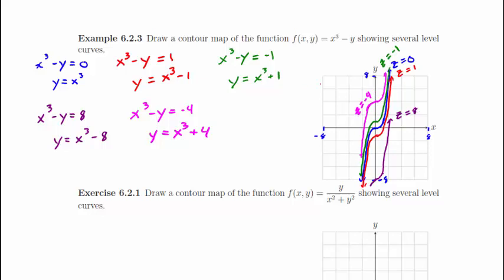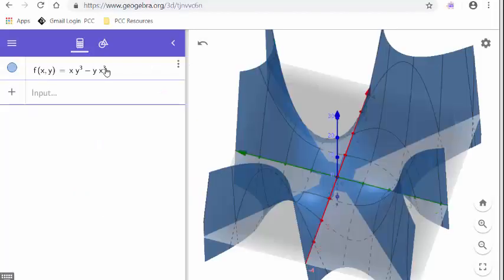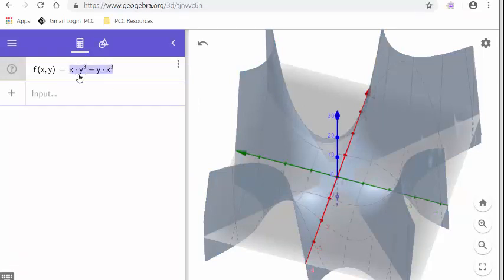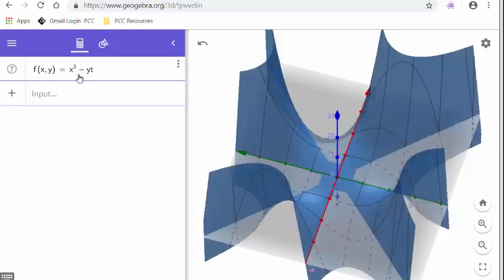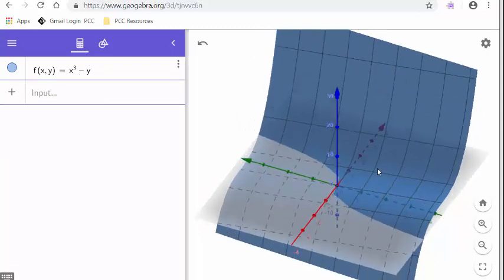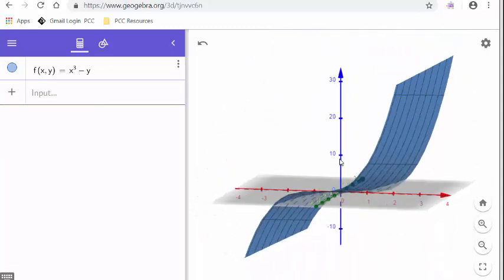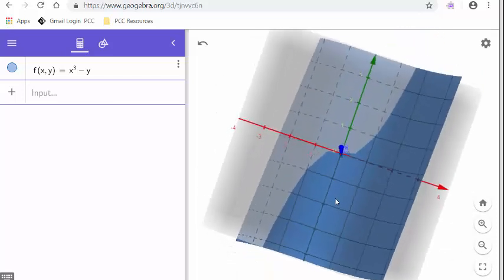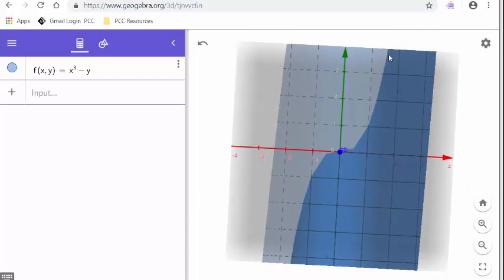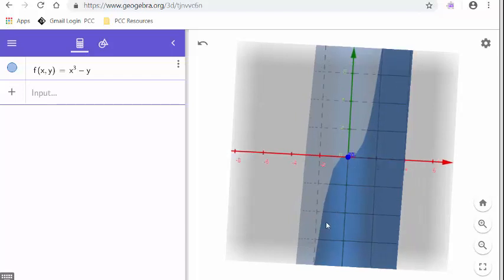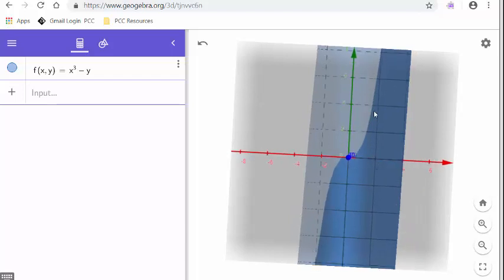I don't have this in the lecture notes, but there's no harm in us taking a look in GeoGebra and just confirming what I'm saying here. So we have f of x, y equals x to the third minus y. If we're looking from above, we see here's that z value of 0, right? This cubic shape has 0, 0, -1, -1, and if I zoom out, we should get to -2, -8, and +2, +8.